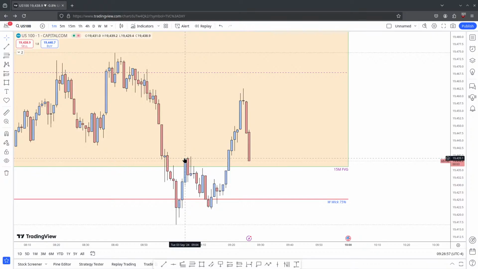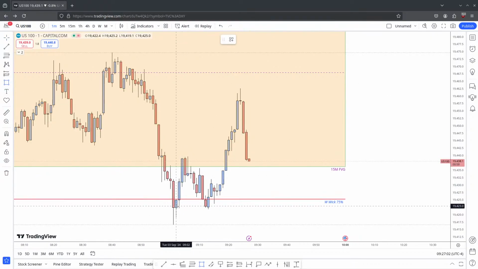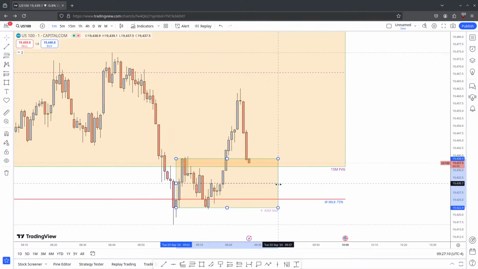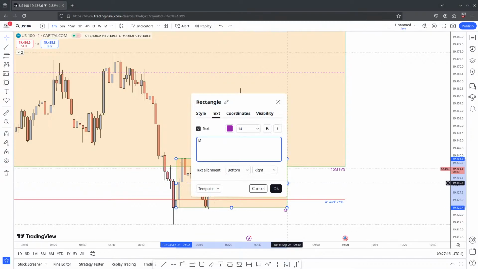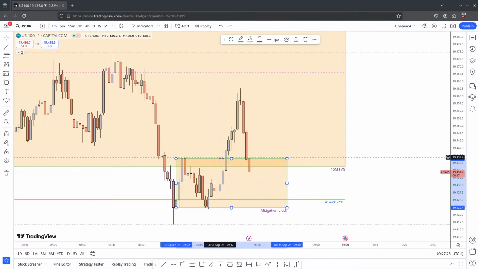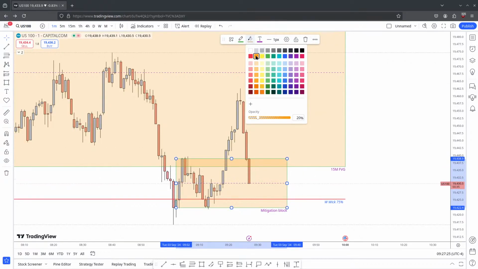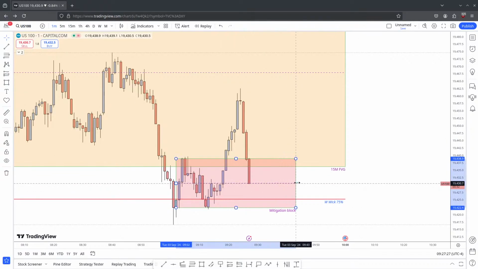This would be a mitigation block here on the NAS. So that would be a mitigation block with this. Since we did not get the lower low, we had a higher low. That would be a mitigation block. So I'm just going to take note of that. But it's not going to be a trade. So mitigation block. And I'll just note that in red.